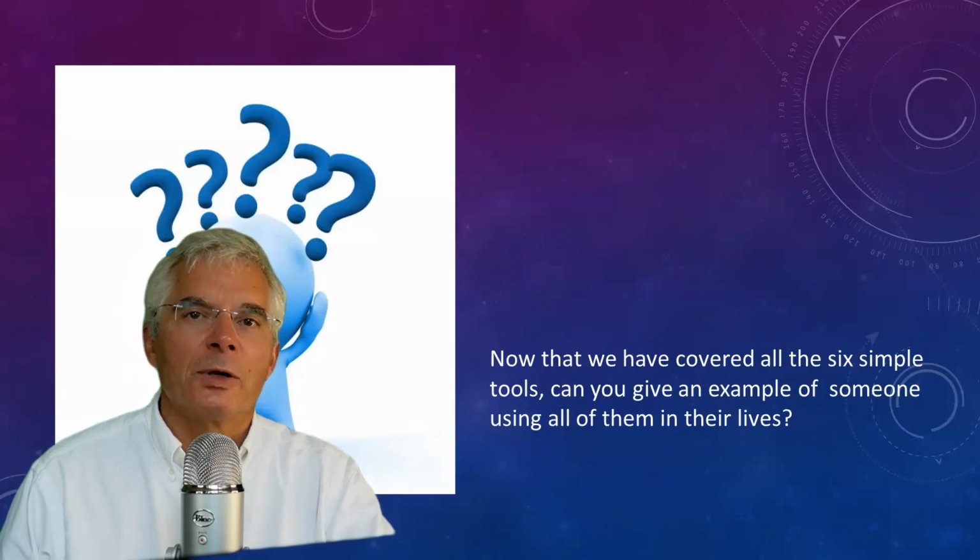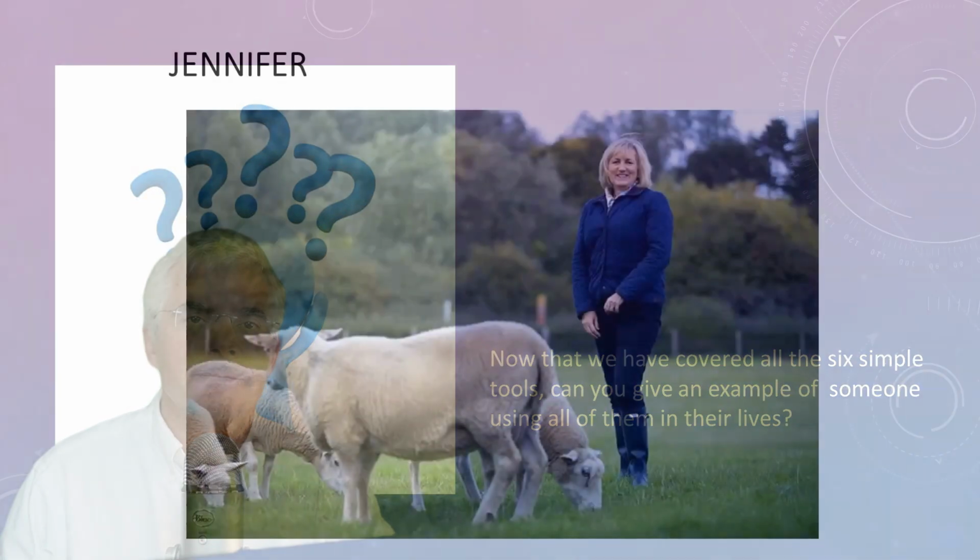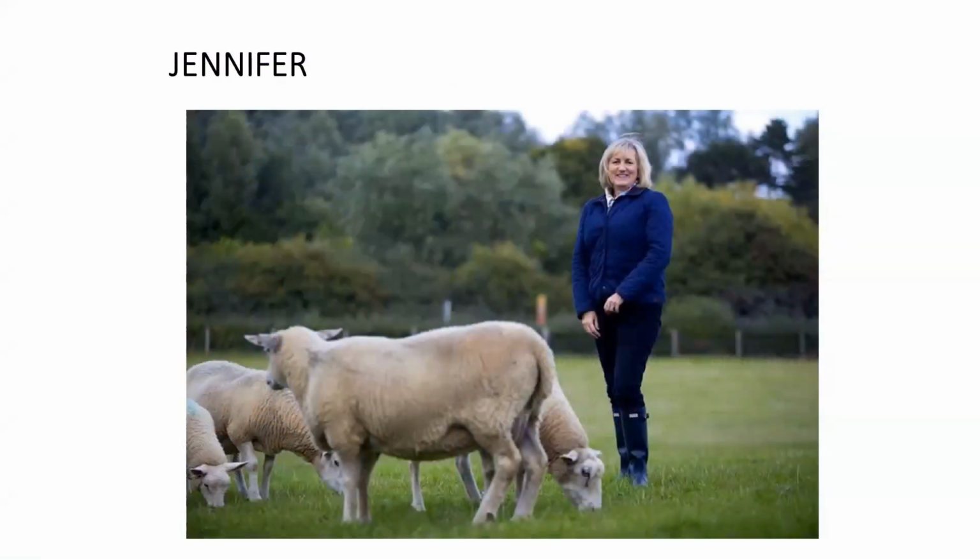Now that we have covered all the 6 SIMPLE tools, can you give us an example of someone using all of them in their lives? Let's look at what Jennifer did in her therapy. Jennifer was a 45-year-old, married, stay-at-home mom of 4 children who ranged in ages from 8 to 17. Her husband, Robert, worked as a software engineer while also running their 150-acre cash crop farm.